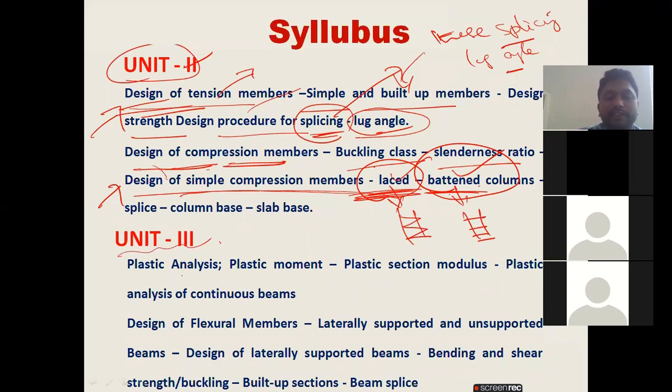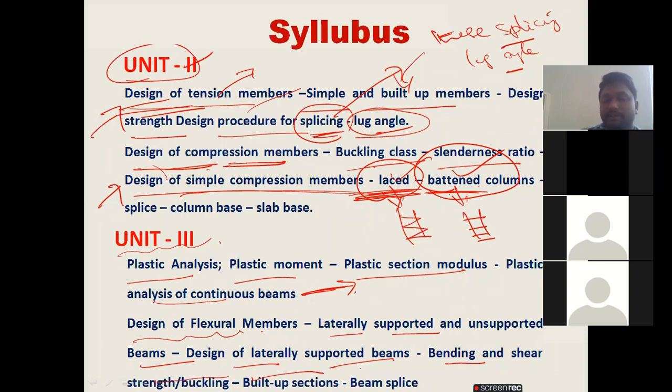In unit 3, there is plastic analysis, plastic moment, plastic section modulus, and plastic analysis of continuous beams. Okay, and this one I will explain clearly. Next, design of flexural members, laterally supported and unsupported beams, and design of laterally supported beams, bending and shear strength, buckling, built-up sections, beam splice. See the terms whatever you are hearing here: built-up section, beam splice.